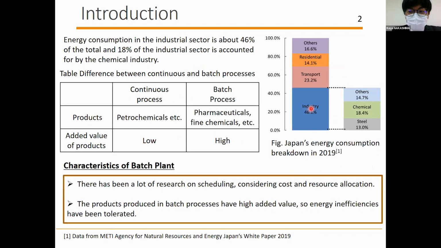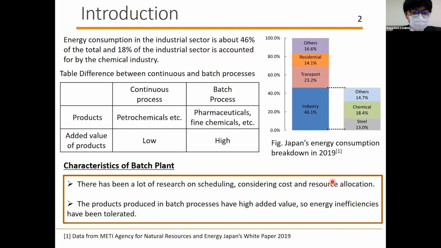Energy consumption in the industrial sector accounts for about 46% of the total, of which about 18% is accounted for by the chemical industry. Chemical plants, which consume a large amount of energy in the chemical industry, are broadly classified into continuous processes and batch processes. Unlike continuous processes, batch processes mainly produce high value-added products, such as pharmaceuticals and fine chemicals.